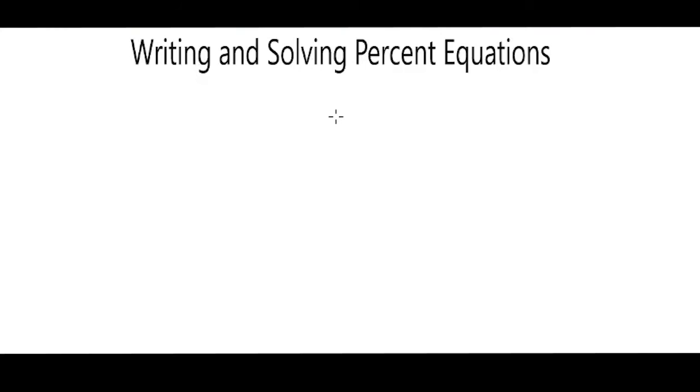Hey guys, today we're going to be writing and solving percent equations. So the first thing I want to talk about is when we write a percent, say we have 23%. When we write an equation involving a percent, you want to write it using the decimal form. So the decimal form, as a reminder, of 23% is 0.23. Also, the decimal equivalent of 50% is 0.5 or 0.50.